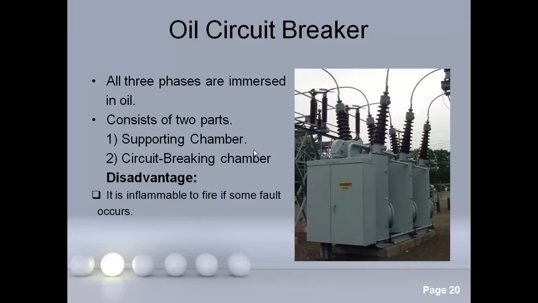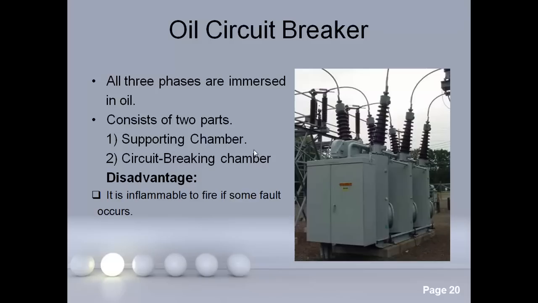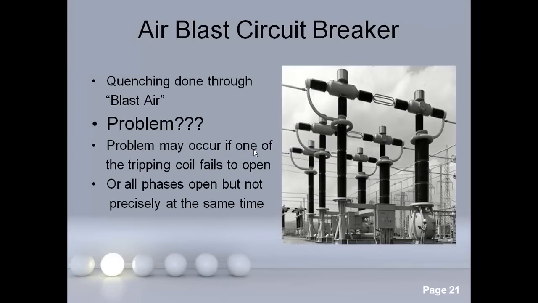In the oil circuit breaker, basically three phases are immersed in oil, and the oil is used as a quenching medium, and it consists of two parts: a supporting chamber and a circuit breaking chamber. But the disadvantage of the oil circuit breaker is that it is inflammable. In the air blast circuit breaker, the principle is the same as that of oil, but air is used as the quenching medium. But a problem may occur if one of the tripping coils fails to open.